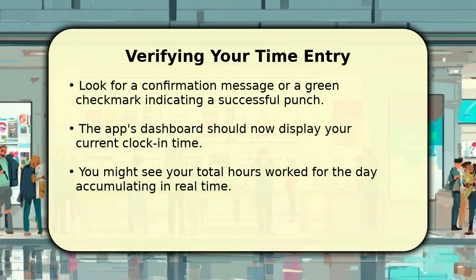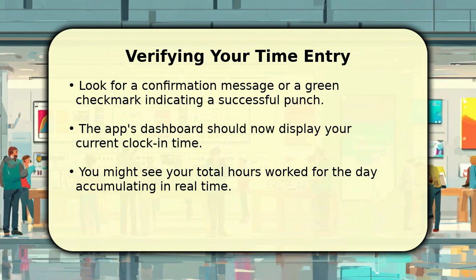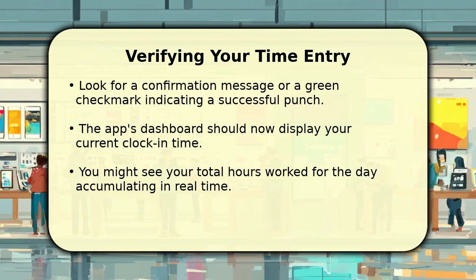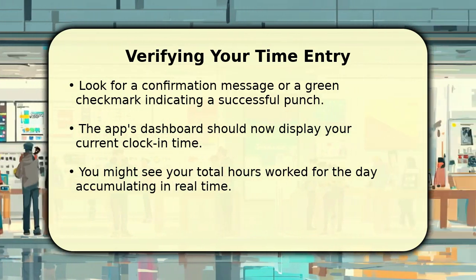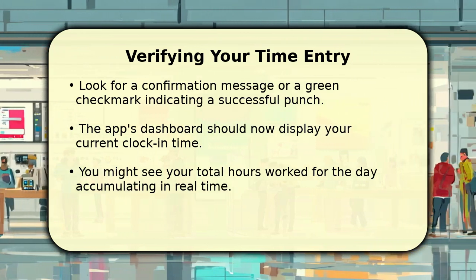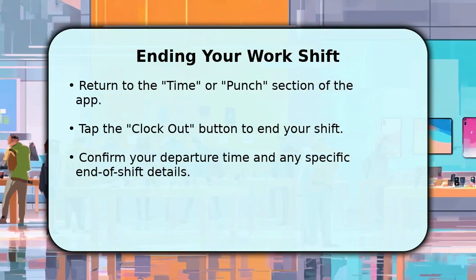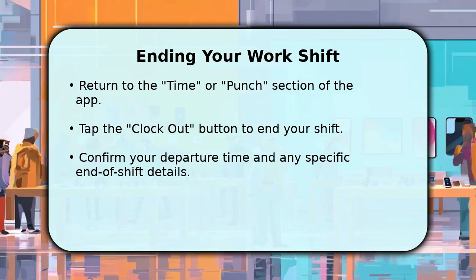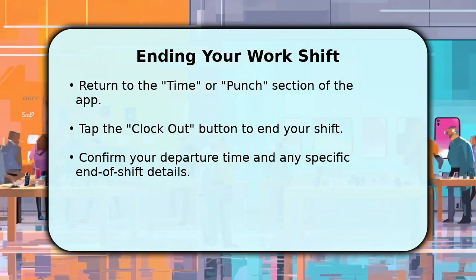You can usually see your total hours for the day begin to accumulate from this point. Always review your digital time card to confirm the entry matches your actual start time. When your shift concludes, navigate back to the time or punch area within the ADP mobile app.